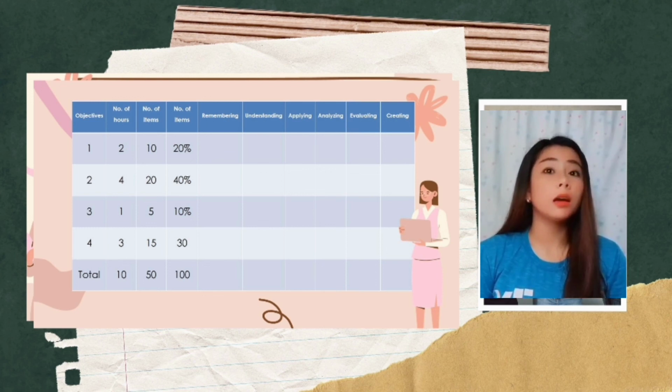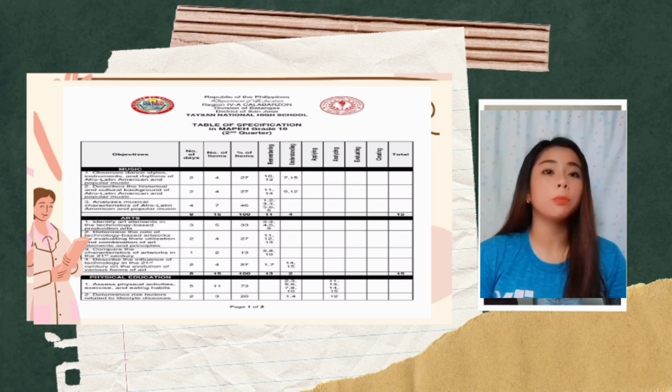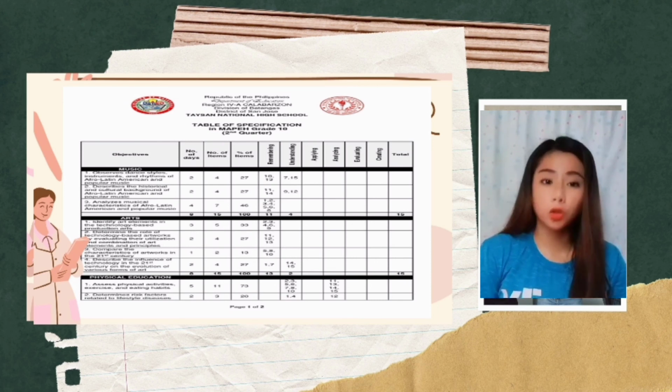However, on the second objective, we have 50 multiplied by 40%, which is equal to 20. So in objective 2, we have 20 items. And in objective 3, we have 50 multiplied by 10%, which is equal to 5 items. And then in objective 4, we have 50 multiplied by 30%, which is equal to 15. So we have now 50 items in total.